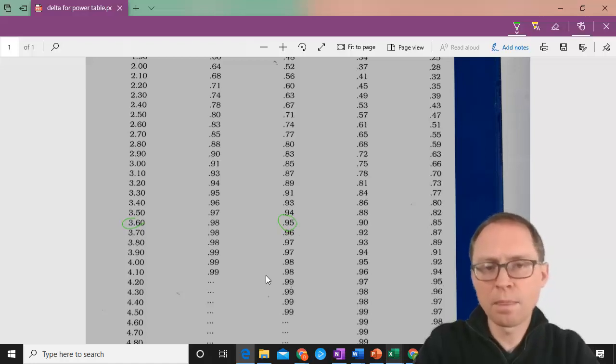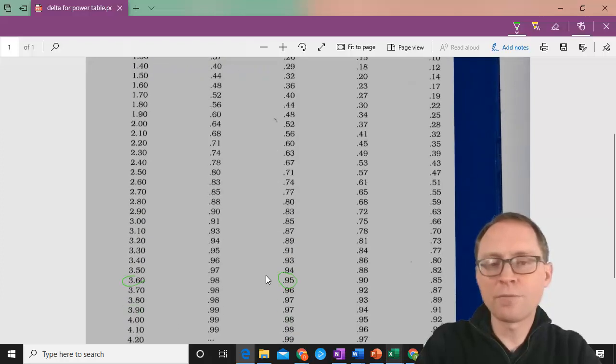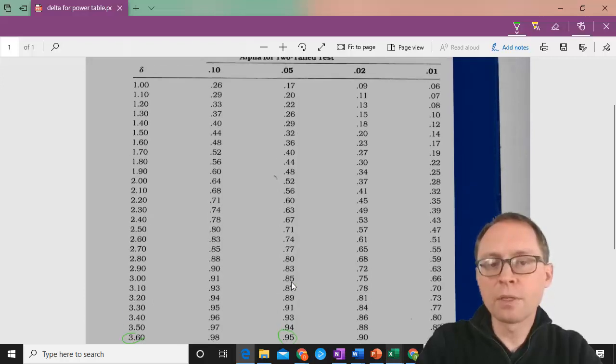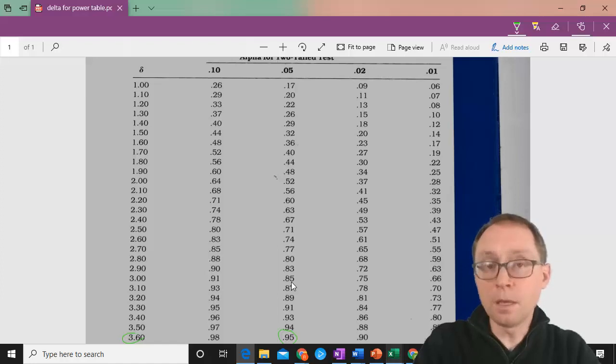0.95 is our power. Delta was 3.64, but the power is 0.95. That means that if the null hypothesis is actually false, then the ability for me to reject the null hypothesis would be 0.95, a 95% chance of rejecting the null hypothesis.